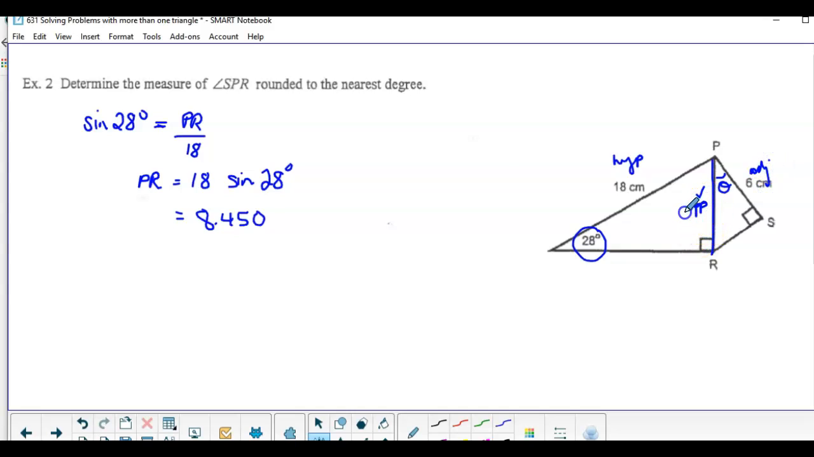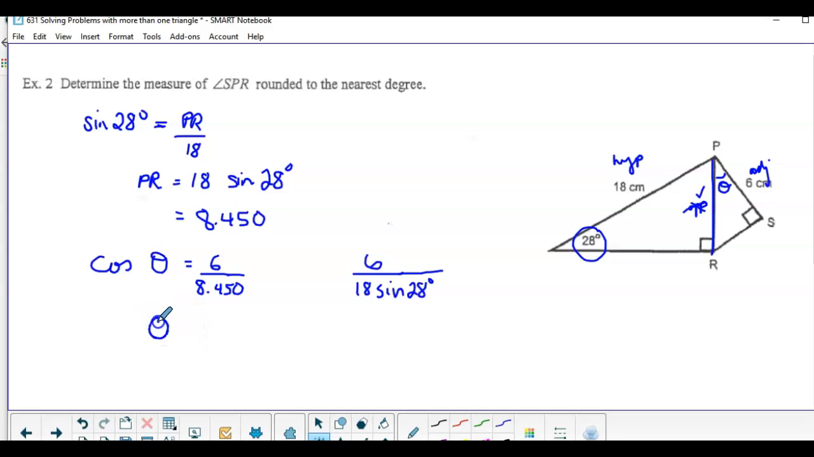And this is now the hypotenuse, okay? And I know it. So adjacent over hypotenuse is cosine. So cosine of theta is adjacent, which is 6, over hypotenuse, which is 8.450. Or you could show it as 6 over 18 sine 28, if you wanted to do everything in one step, okay?